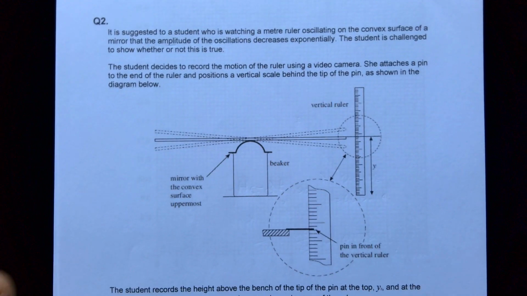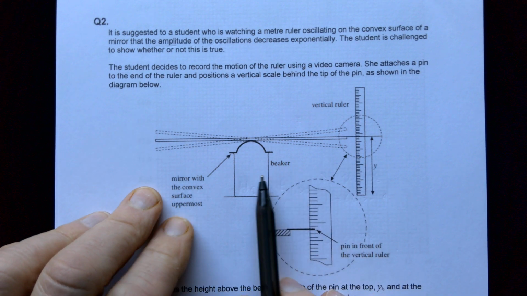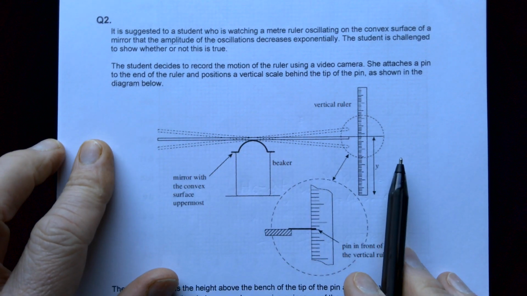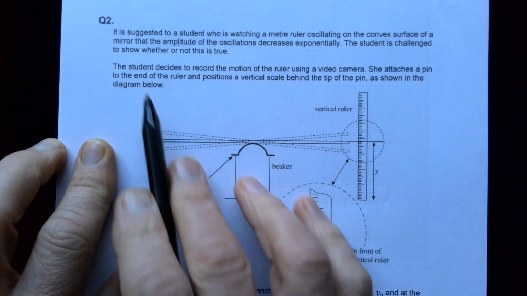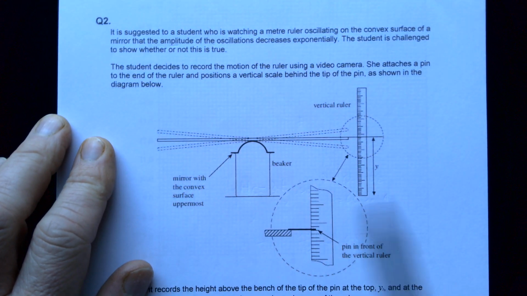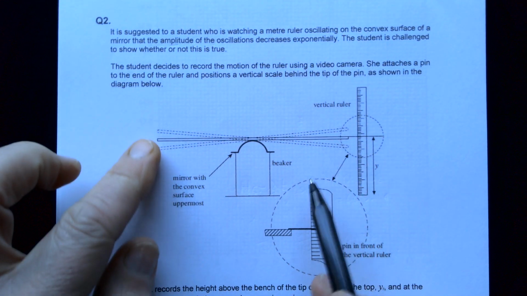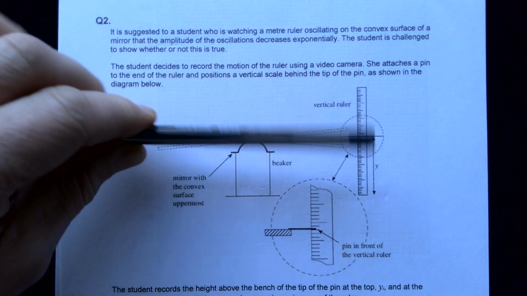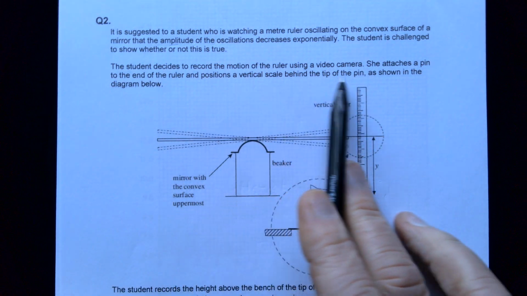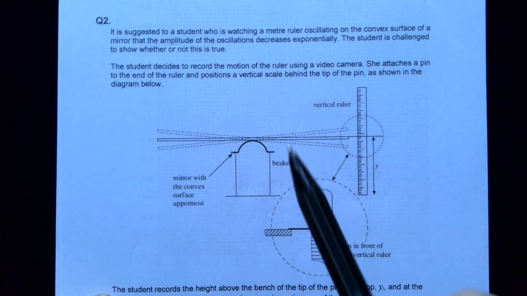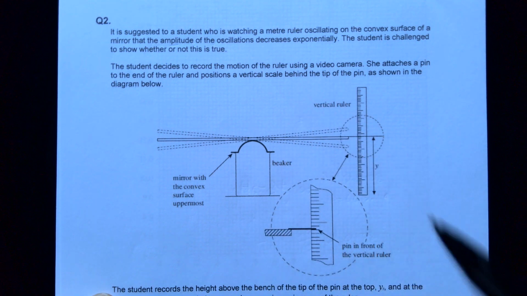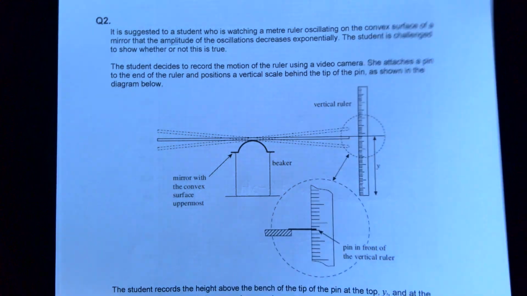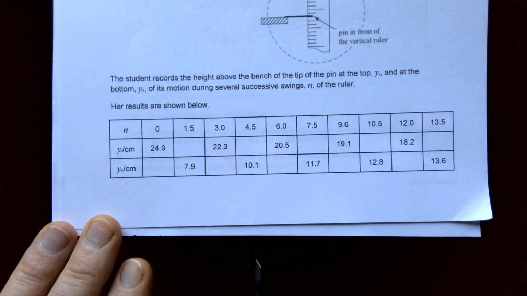So this one's a bit more visual, completely different context, and it's suggesting that amplitudes decay exponentially. So a student has a rocking ruler, they balance it on top of something, and as it bounces up and down, as it says here, they're going to video it, use a video recorder, and then work back in slow motion to take readings. And they have taken some readings.